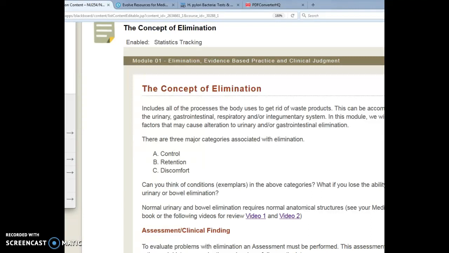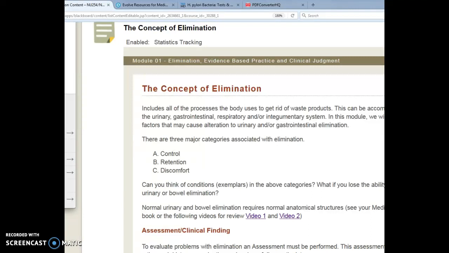Control to me in regards to the GI sense has to do with diarrhea. That's the first thing that comes to my mind. Unfortunately, people may not have the ability to make it to and from the restroom in a timely manner. They may be on certain medications that are causing the diarrhea as well. So sometimes they do lose a sense of control.